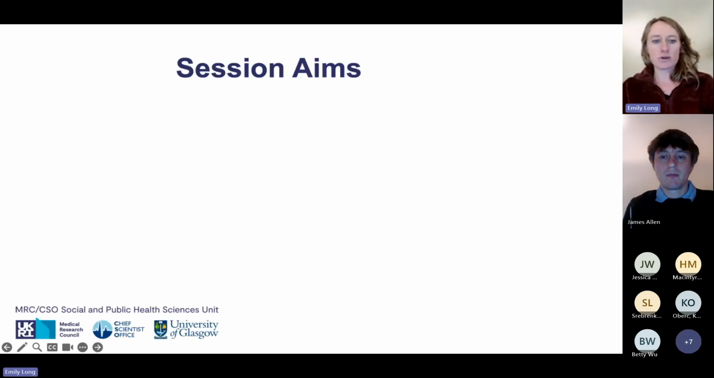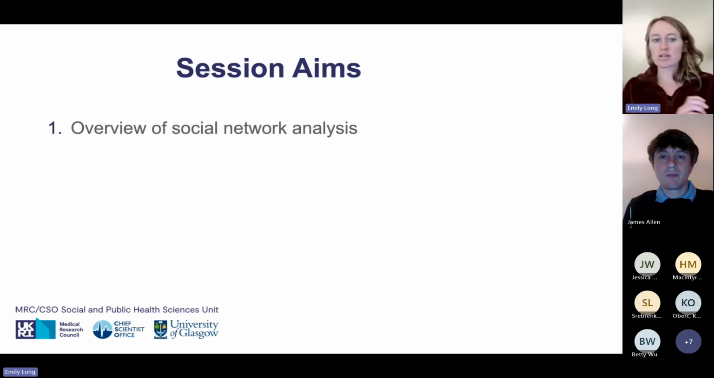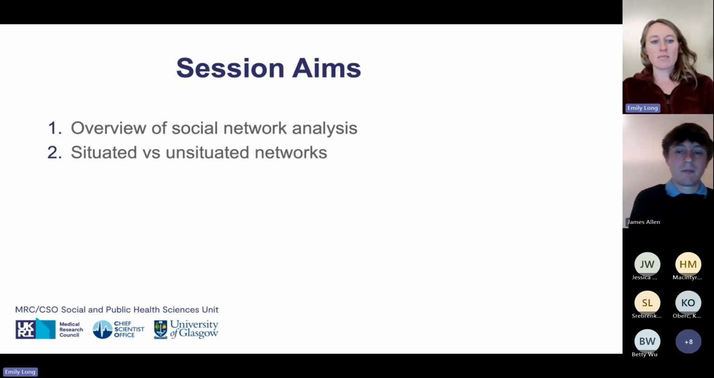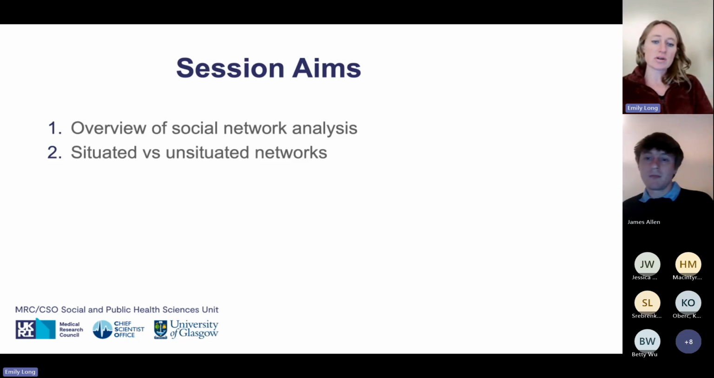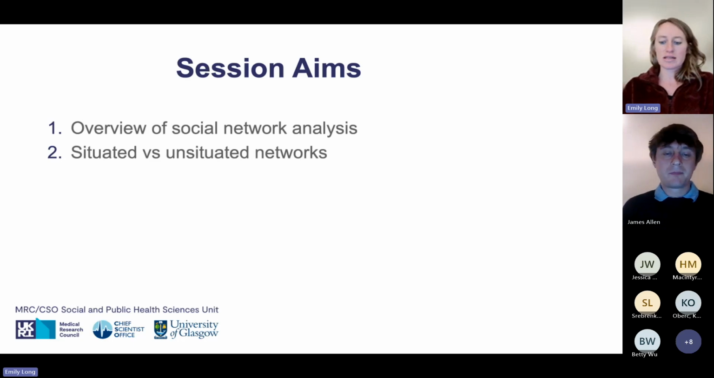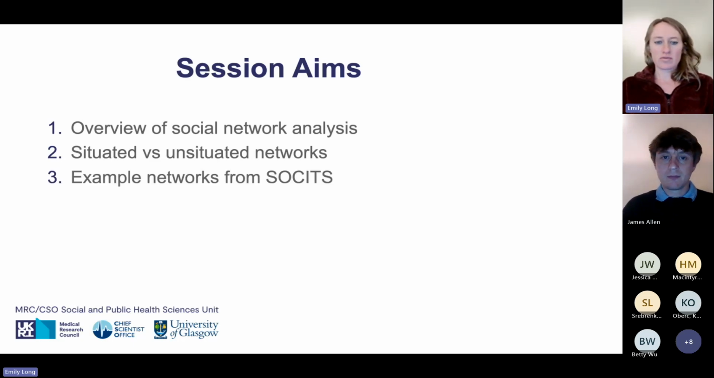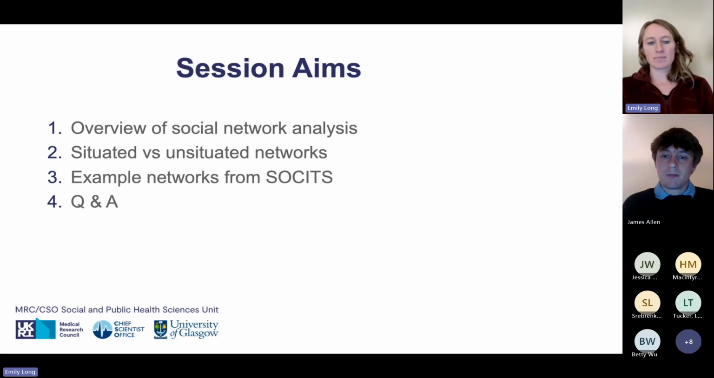In terms of what we're hoping to get out of today, I'll start with a basic overview of what social network analysis is. I will tell you how we conceptualized situated versus unsituated networks and how we collected that data. And then I will hand over to Srebrenka to provide some example networks and data visualizations that we have from the SOCITS project. And then, of course, we'll end with a Q&A.